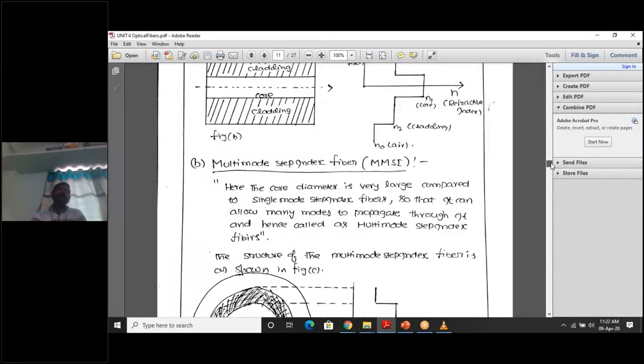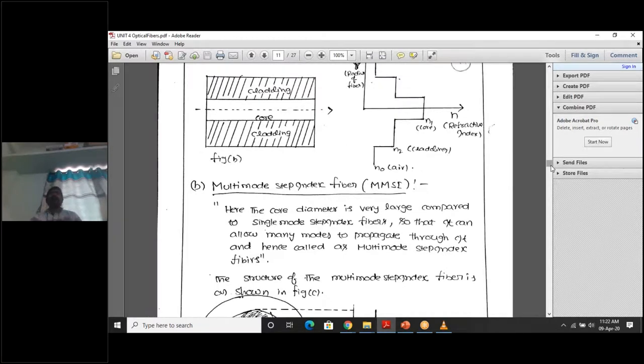Sir, what is mode? Mode is the path, or number of ways, to propagate the light inside the optical fiber. In simple language, take a road from JNTU to our college via Nizampet. Let us consider a road from Nizampet to GRIET. Can two GRIET buses travel side by side? No, because the road width is very, very narrow. It can create only one mode, one way for the bus. That number of ways given to the bus is called mode here.